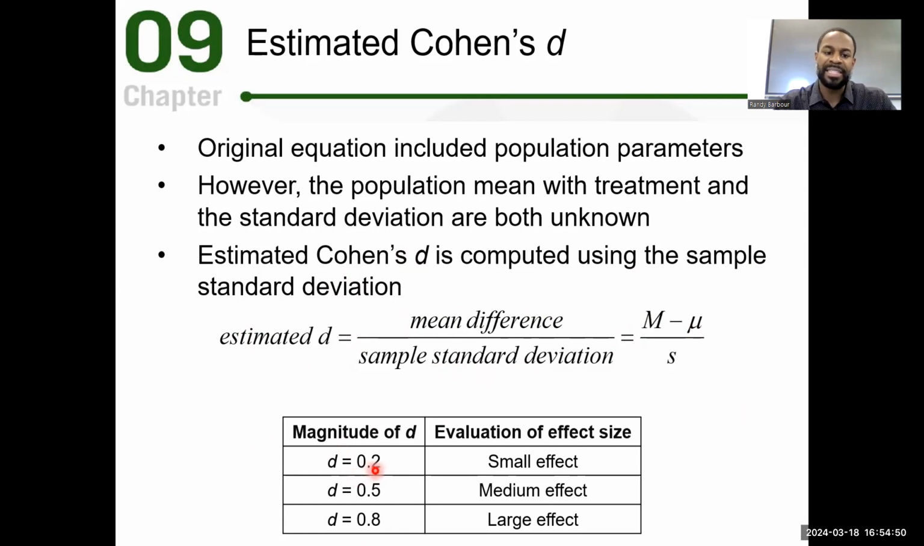So 0.2 or less is a small effect size. Anything between 0.2 and 0.5 is a medium or moderate effect size. And then anything larger than 0.8 is considered a large difference or a large magnitude, okay?